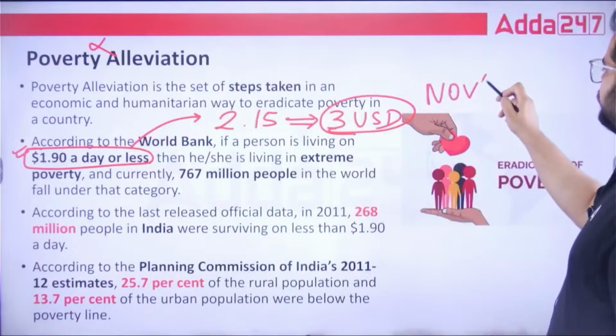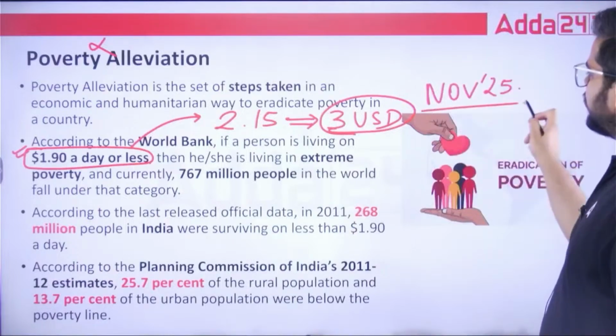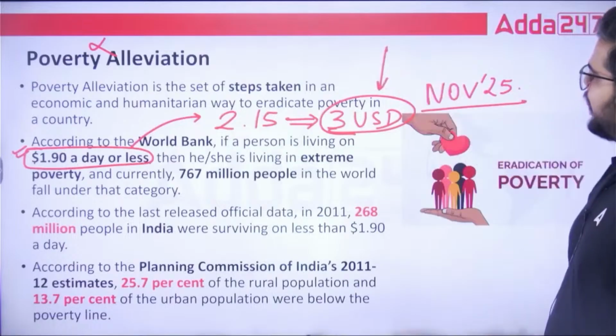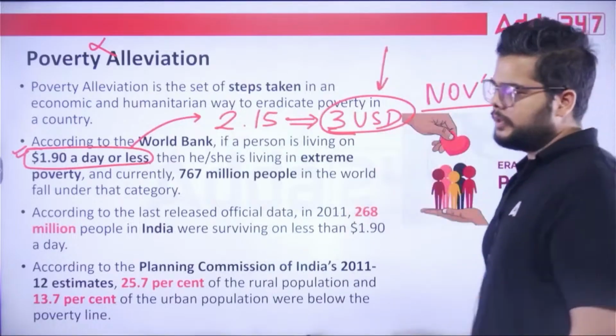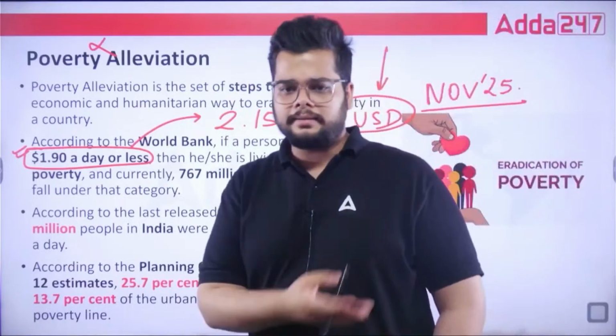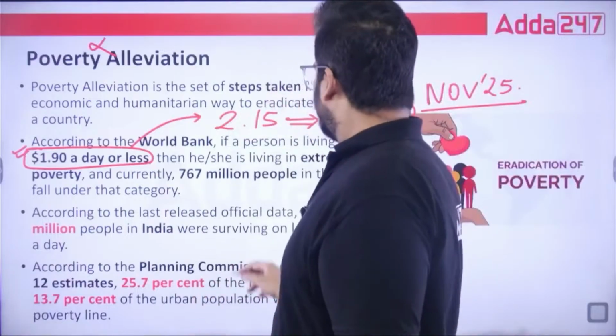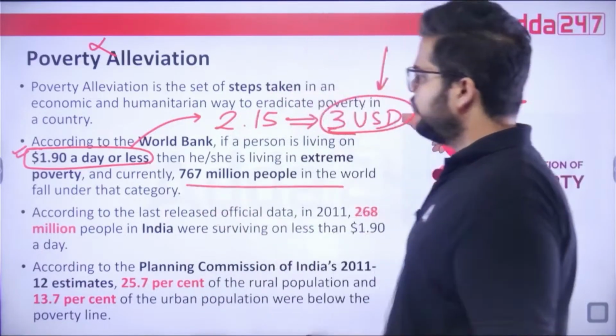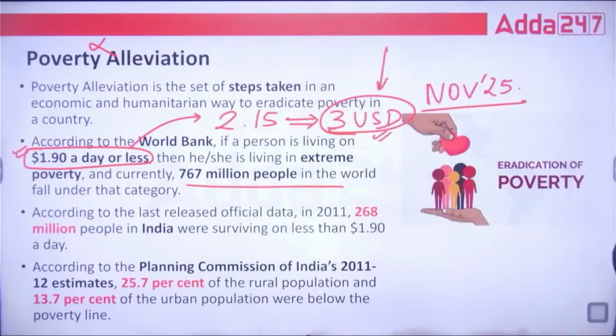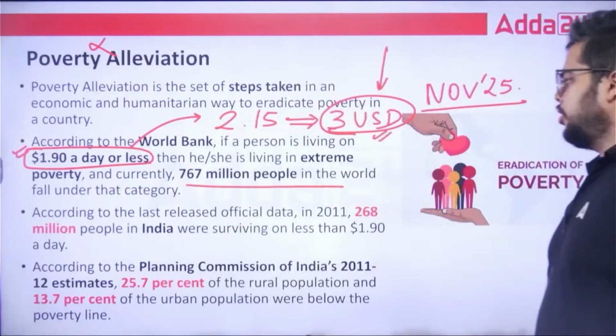Okay, November 2025. Why? Because updates till June 2025 will be asked, and this amount has been revised in June only, that is last month. Okay, so extreme poverty you are living if you are not earning more than $3.